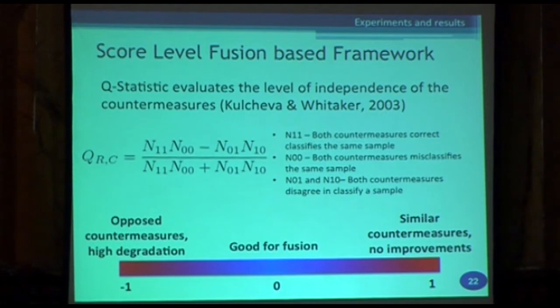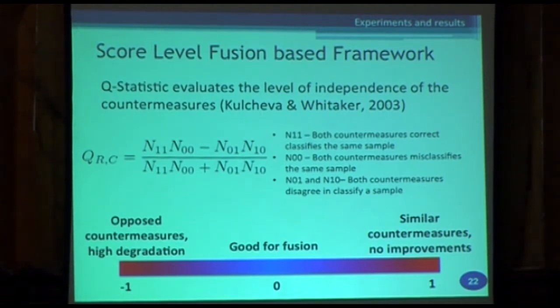Sometimes when you fuse different classifiers, you get a worse result. So Kuncheva et al. studied different strategies to measure the quality of combining classifiers, and they suggested using the Q statistic. The Q statistic is basically a quantitative measure of the level of dependence of classifiers. The range of this measure goes from -1 to 1.